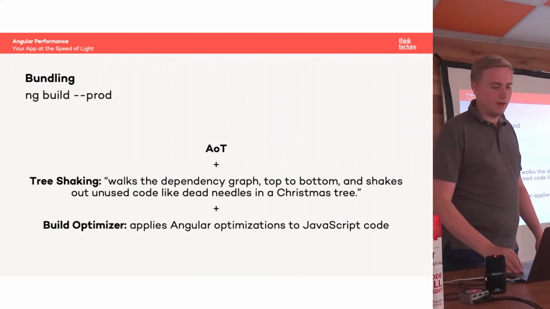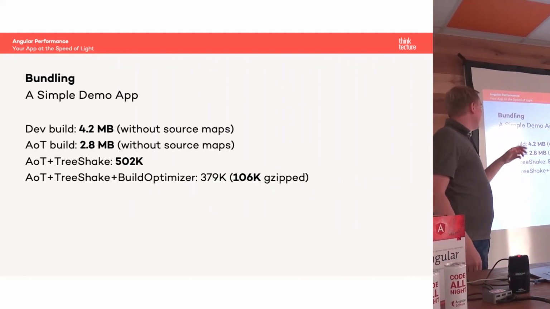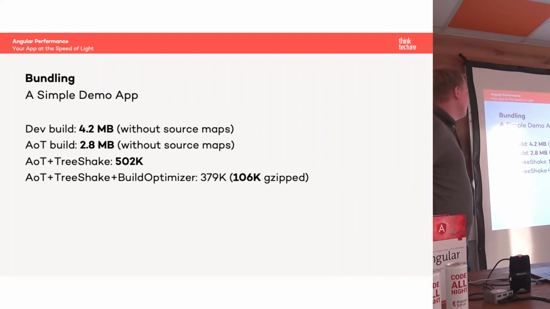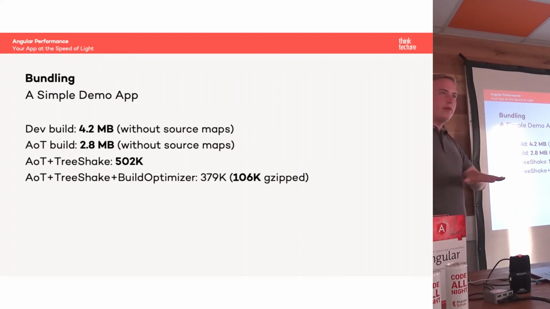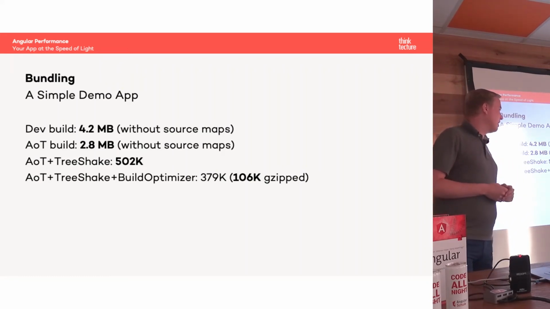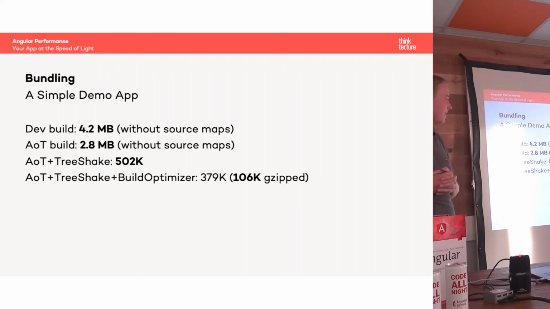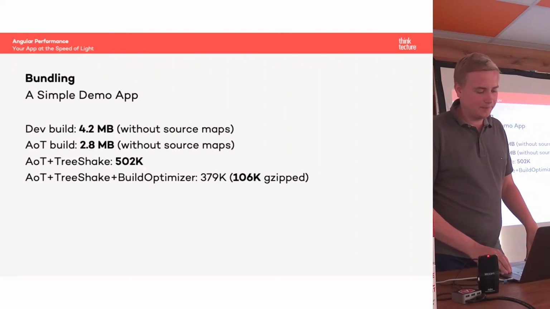Now, as a little overview, here we can see it. A typical dev build is 4.2 megabytes in size, so that's just in time. AOT is really small because that compiler is just not required anymore. When we tree shake that, it even gets smaller because we throw out a whole bunch of Angular that we don't need. And if we build optimize that, we come down to 379K, and if we uglify that, it's only 106K in size.